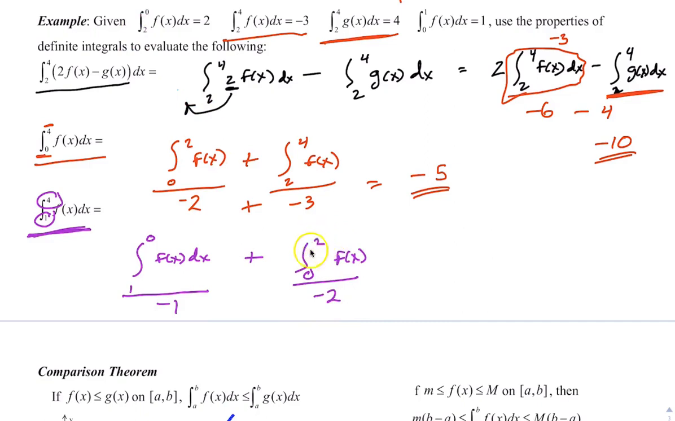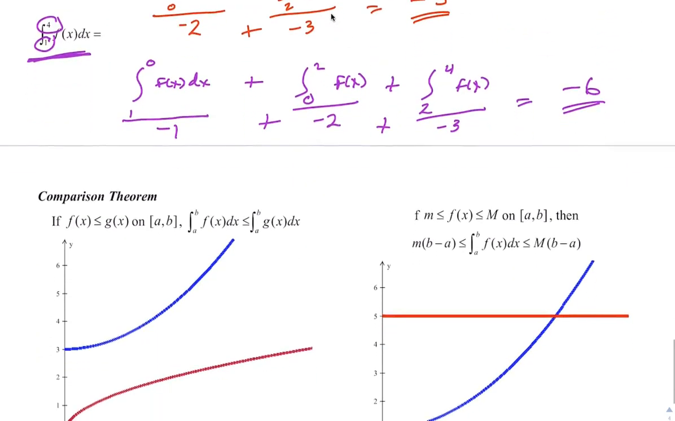I still don't have what I want yet. That ends at 2. I want to end at 4. So I got to add another one. Since I ended at 2, I got to start at 2. And then there's anything that starts at 2. Again, that's 2 to 0, so I use this one right here, 2 to 4. Exactly what I want. And again, I had to switch that one. That's the way I want it. That's -3. Add them all up, and I get -6. That's the way that stuff's done. Let's move on to talk about the comparison theorem.